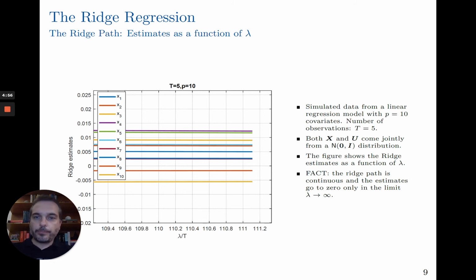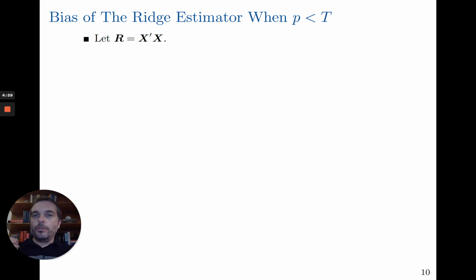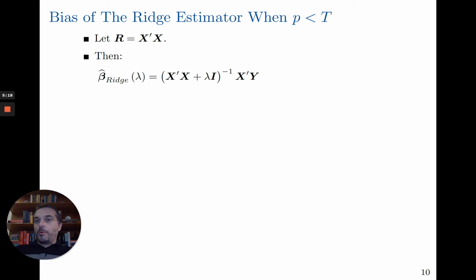Okay? So what ridge is doing, let's look at the case where p is less than t. Because why is that? Because beta will be well defined and we can compare with the OLS. Okay, so call x prime x R just for convenience. Okay, then we have our beta ridge, (x prime x plus lambda I) inverse x prime y.